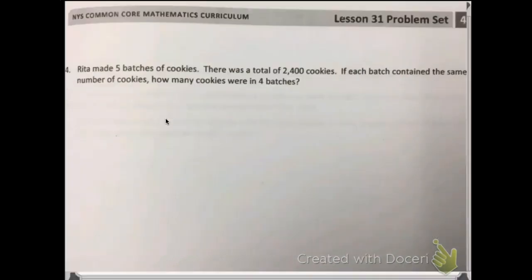All right, let's go ahead and look at another problem. We'll draw the tape diagram for this. Rita made 5 batches of cookies. There was a total of 2,400 cookies. If each batch contained the same number of cookies, how many cookies were in 4 batches? So, how many cookies were in 4 batches?